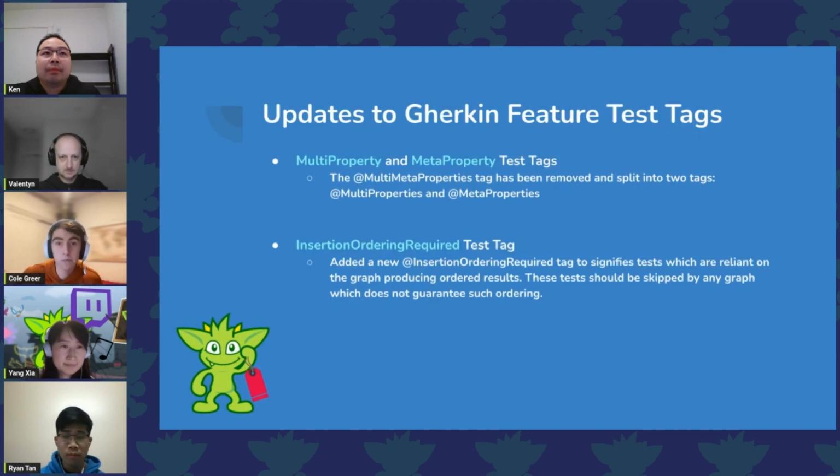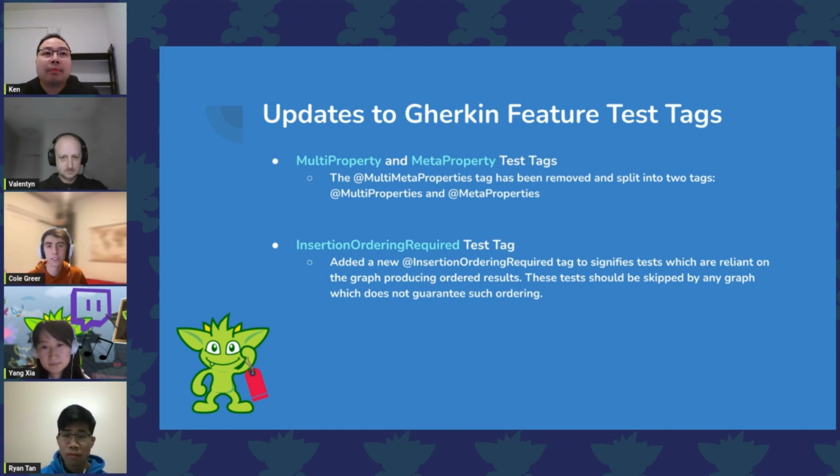So to start, we've done a few changes to some of the Gherkin feature test tags for providers. So if you're a provider, you're already quite familiar with these tags. They define different features that are needed for different graph tests. So if your graph doesn't support every feature, you skip the tests that are specifically for that feature.